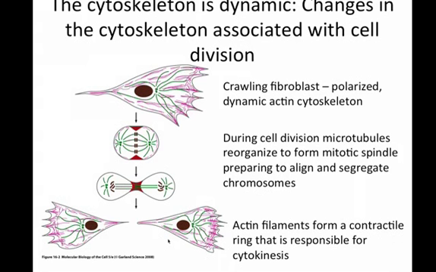Here you're going into mitosis, and your microtubules are going to reorganize. You can form your mitotic spindle. And then you're going to align and segregate your chromosomes, so that's dependent upon your microtubules. And then your contractile ring is going to form to pinch off into two daughter cells during cytokinesis. There you go.